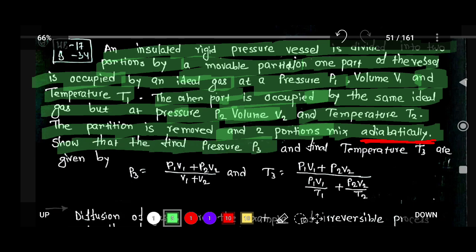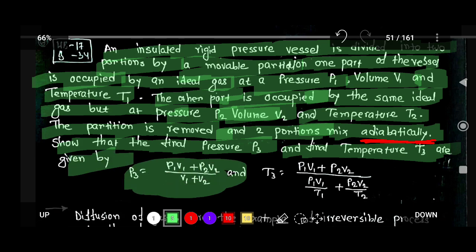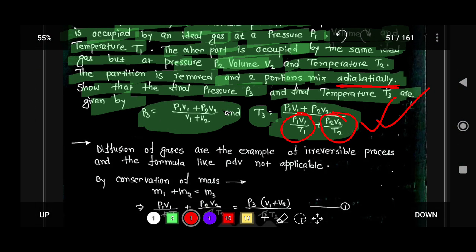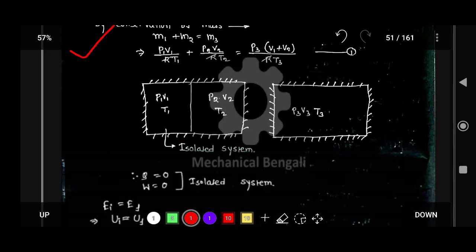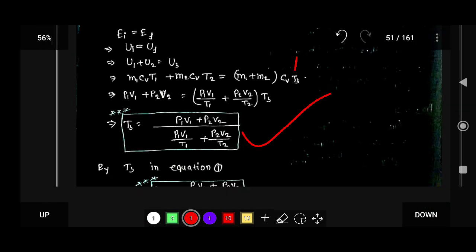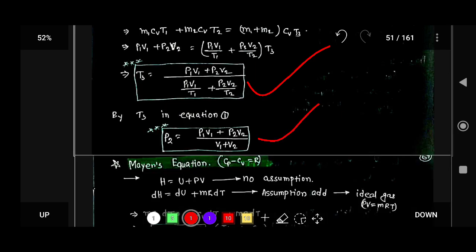So that the final pressure P3 and final temperature T3 are given by, here you have to just prove that P3 equals (P1 V1 plus P2 V2) upon (V1 plus V2), and T3 equals (P1 V1 plus P2 V2) upon (P1 V1 by T1 plus P2 V2 by T2). You just have to prove that. Okay, so try to find the answer. The answer is also given, and the figure is also given.